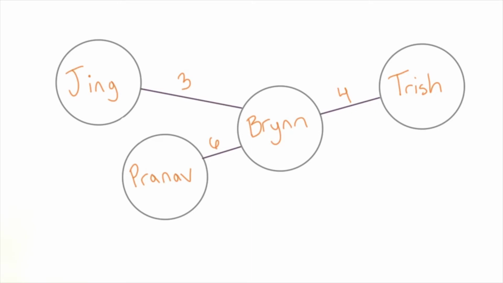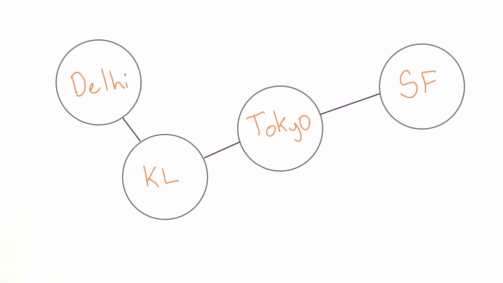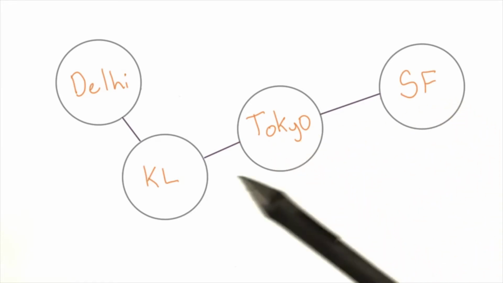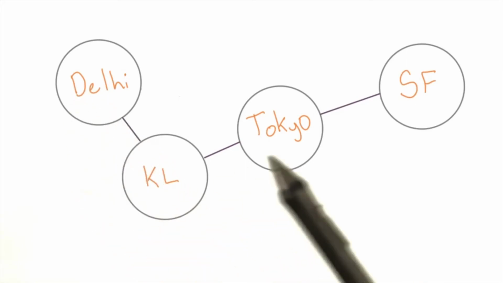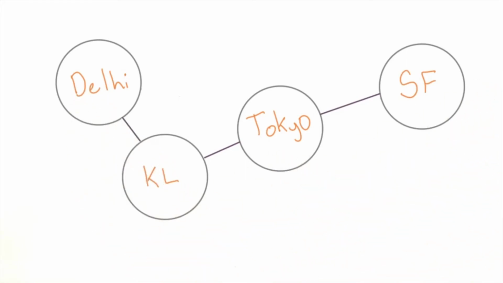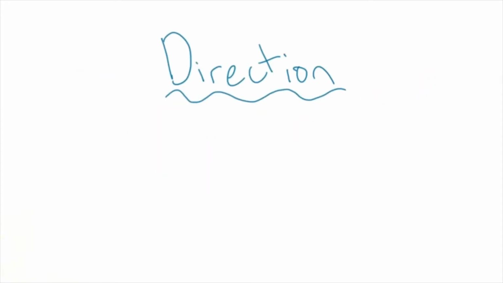Okay, let's think about a new example. Let's say this graph is my travel plans for a big trip. I'm going to fly from San Francisco to Tokyo, then Kuala Lumpur, then Delhi, then back to KL, Tokyo, and SF. The edges could contain no information, or they could contain how long the flights are. The information I decide to store will depend on what I'm using this graph for. Graphs have some additional properties that make them useful for modeling various types of data.